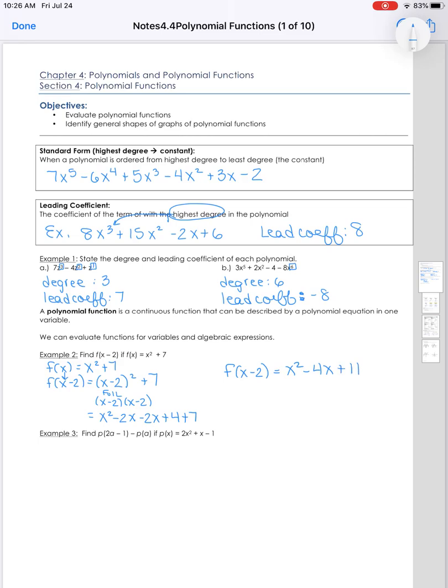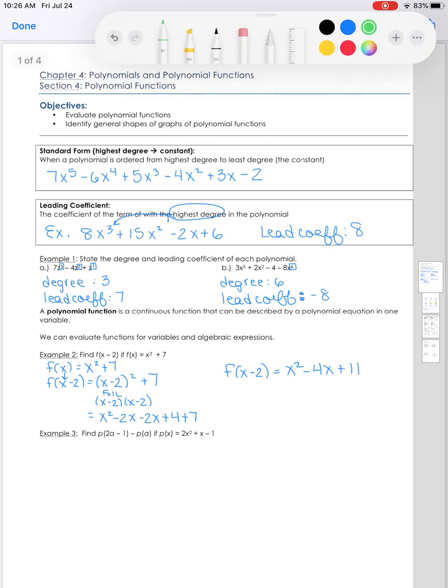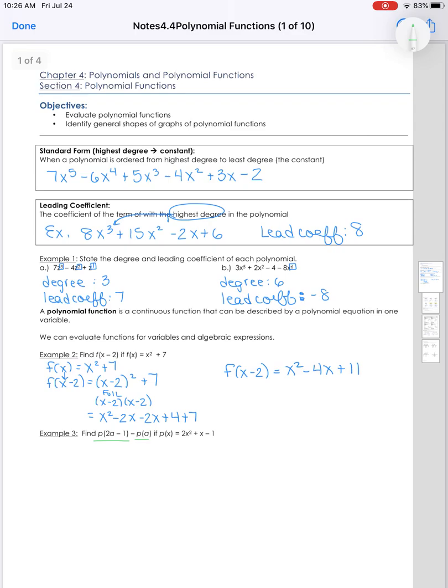In this case, though, this is a FOIL situation. Keep in mind that there are 2 of them, so don't forget that. So when we FOIL them out, we get x squared minus 4x plus 4 plus 7. So that means when we combine like terms, f of x minus 2 equals x squared minus 4x plus 11.